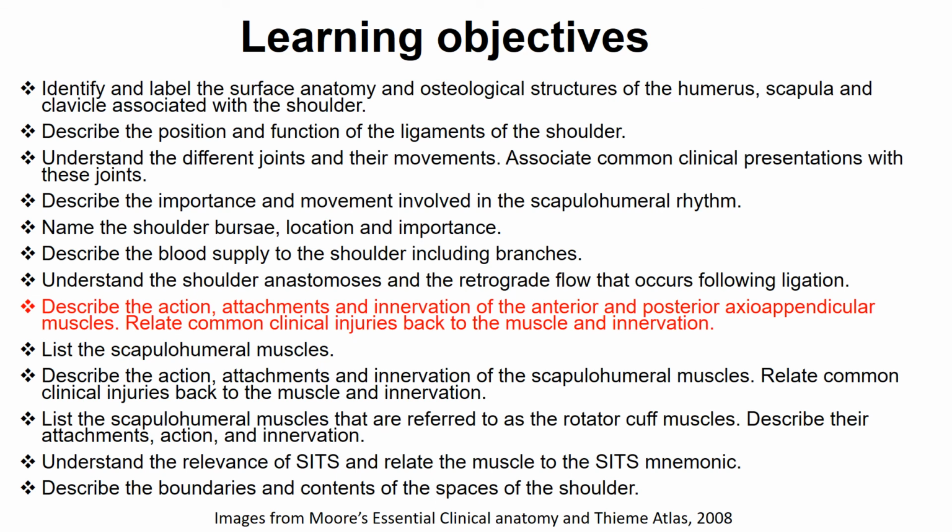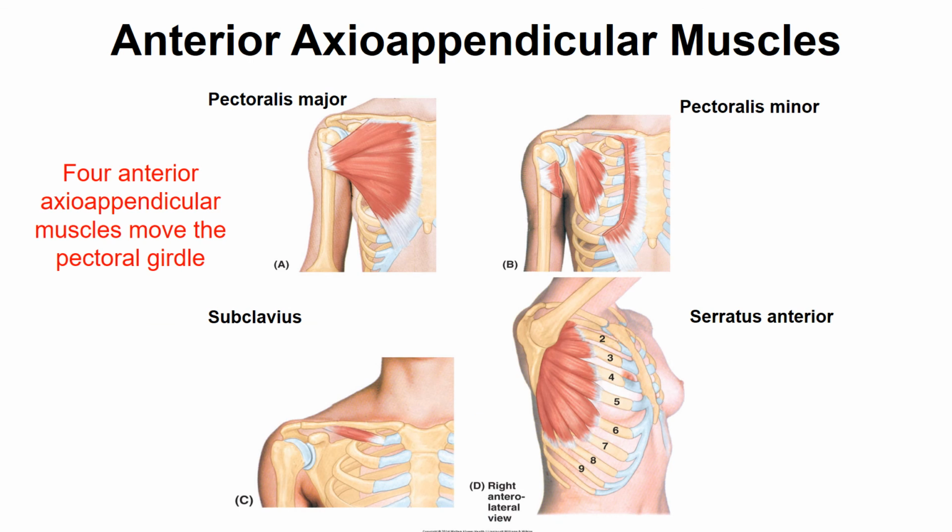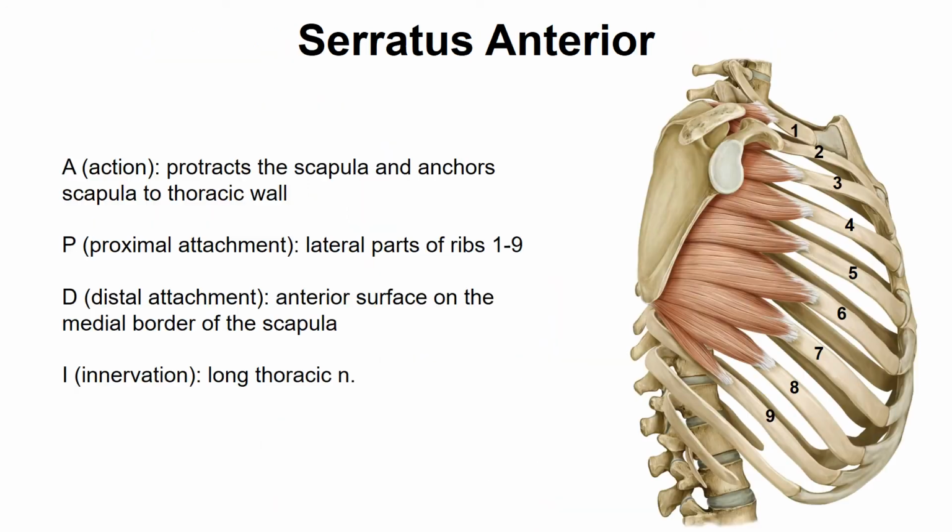Okay, so now we're going to get onto the muscles, kind of the big point of the shoulder. We're going to separate this into different areas. So first we're going to talk about the muscles that basically attach your appendicular skeleton to your axial skeleton for the upper limb. And these are going to be pectoralis major, minor, subclavius, and serratus anterior.